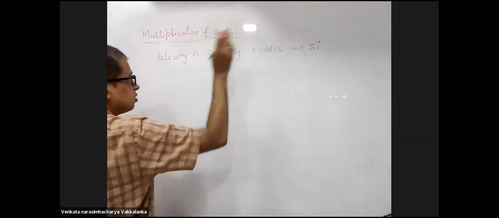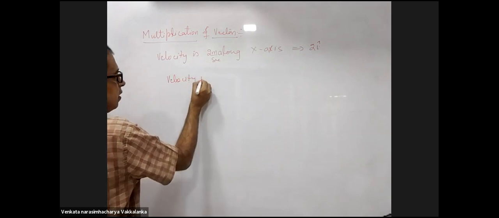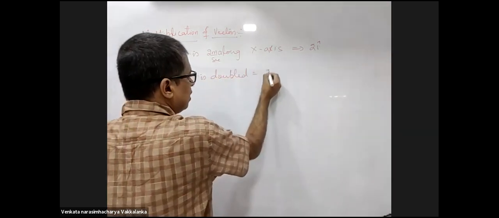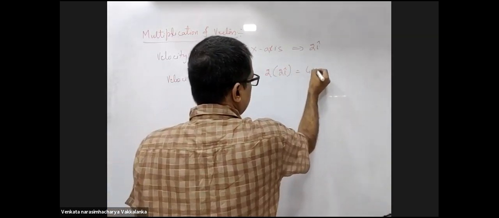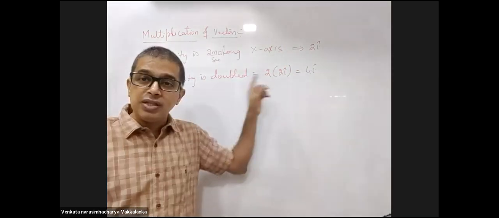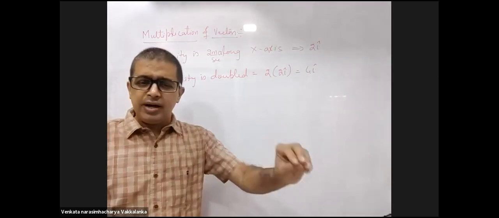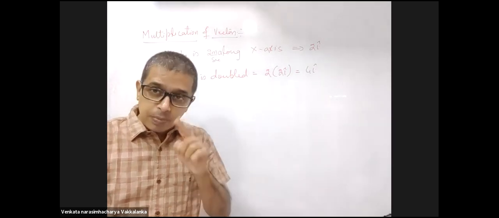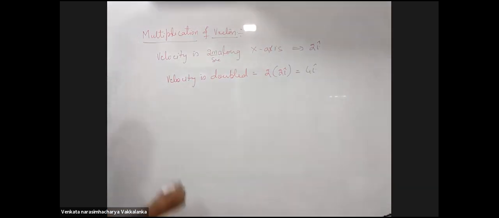Suppose I say the velocity is double. Then you will multiply 2 times 2 I cap. This is 4 I cap. This is a direct multiplication. You are multiplying with a scalar. It has no issue at all. Directly you can multiply when you are multiplying with a scalar. Our problem comes only if you are multiplying two vectors.